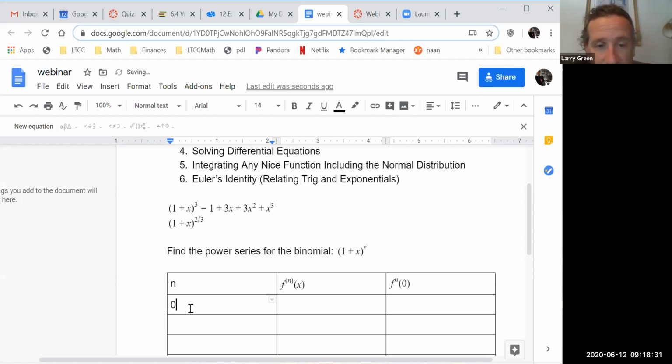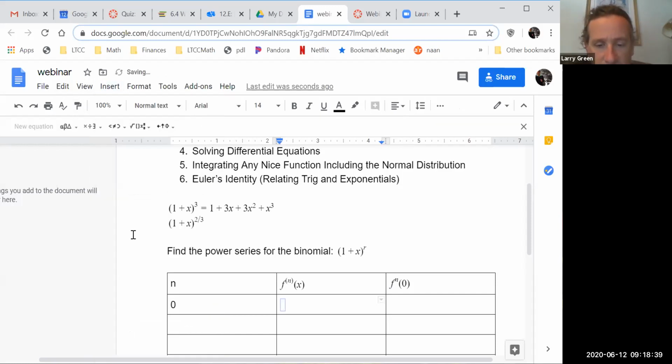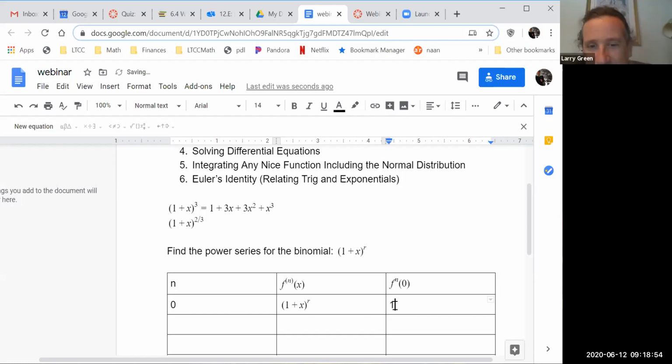And n will start at 0. f_n of x is just (1 plus x) to the r. And this is easy. What happens if I plug in 0? 1. Yeah, 1. So Victor's asking if this is called the binomial theorem, and the answer is yes, it is.